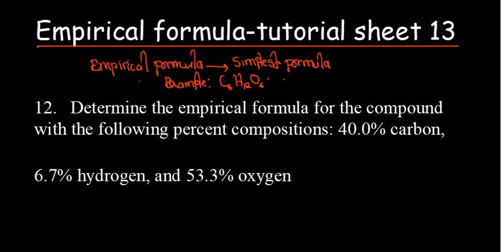So this is C6H12O6. To simplify everything, this can also be written as CH2O, because 6 divided by 6 gives 1, 12 divided by 6 gives 2, and 6 divided by 6 gives 1. So I've just written the simplest way of writing this compound. That's why I'm defining an empirical formula as the simplest whole number ratio of atoms present in that compound.